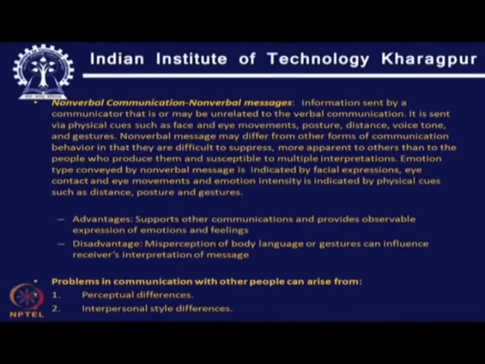In non-verbal, so that was oral communication and written communication. Another part of communication is non-verbal communication. So, in non-verbal communication, what is done? Information is sent by a communicator that may or may not be related to the verbal communication. It is sent via physical cues such as facial features and eye movements, postures, distance, voice, tone, and gestures.